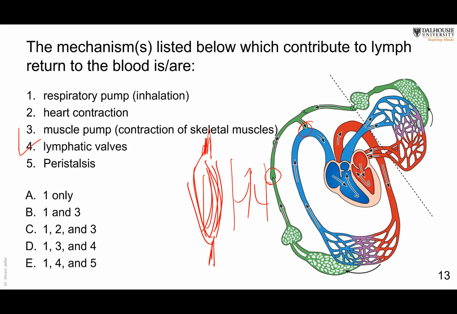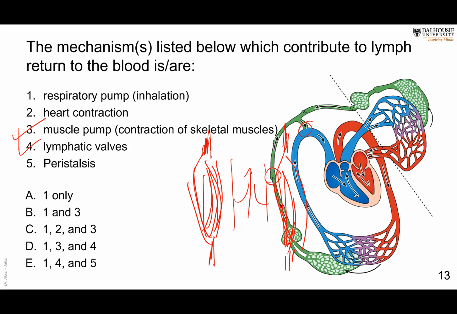So if you have a muscle here, you have muscle fibers there. When these muscles contract, they are going to squeeze the thin walls of the veins as well as the thin walls of the lymphatic vessels. And as these lymphatic vessels are squeezed, the content of the lymph will be forced to go in one direction because of the presence of the valves. So 3 is important as well. Peristalsis does not have that squeezing effect on the lymphatics.